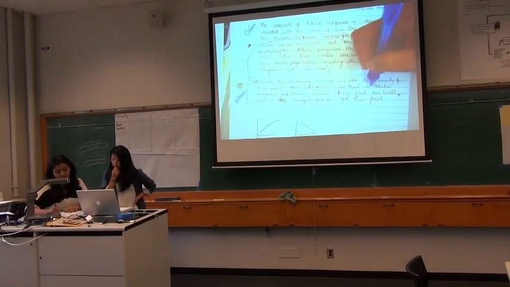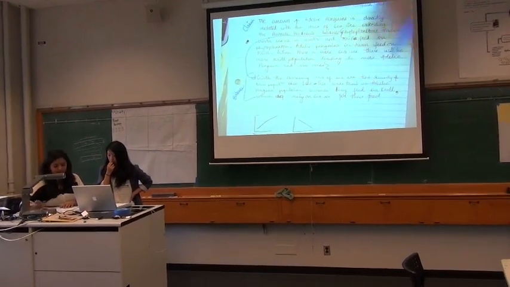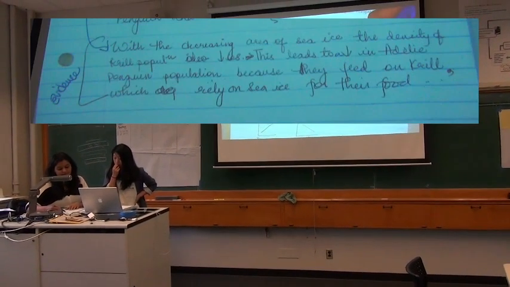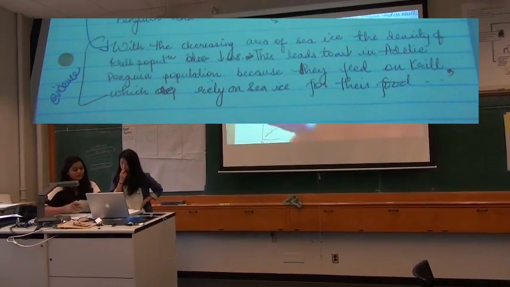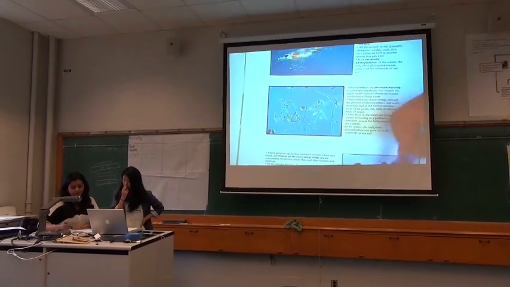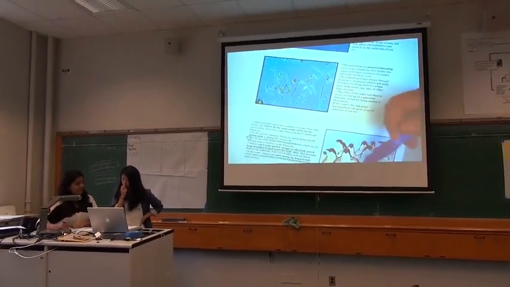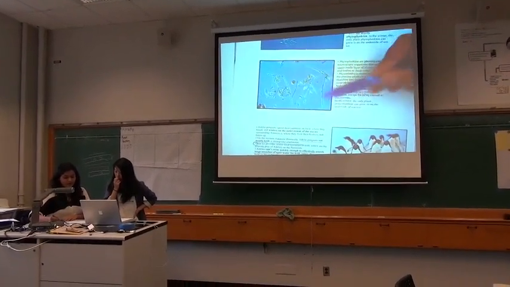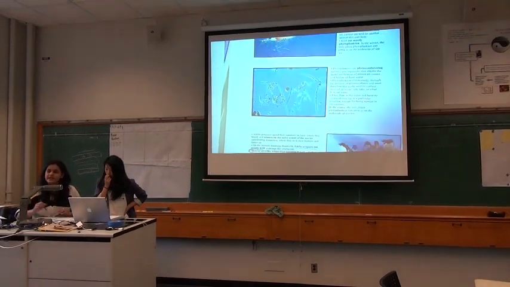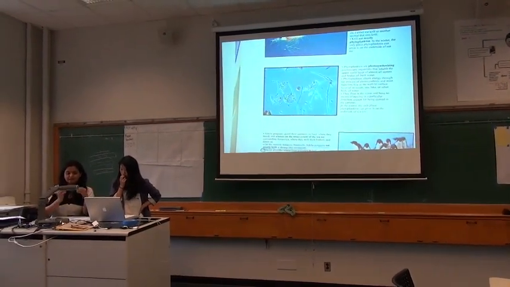So it's the same pattern, as you can see, the decrease is the same. So this leads to a decrease in Adelie penguin population because they feed on krill, which rely on sea ice for their food. From this information sheet, we got to know that the Adelie penguin rely on krill for their food, which in turn rely on phytoplankton, which live under sea ice for their food. So it's kind of an interconnection.